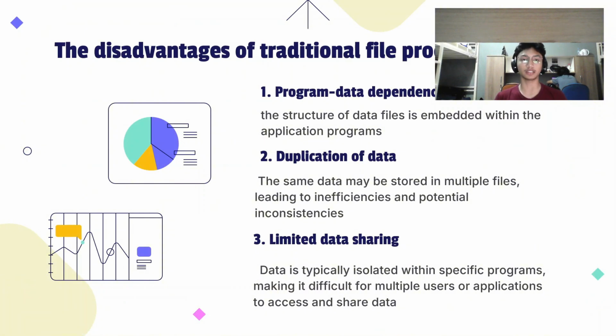Next one is the disadvantages of relational file processing. The first one is program data dependence. The structure of data files is embedded within the application programs. The second one is duplication of data. The same data may be stored in multiple files, leading to inefficiencies and potential inconsistencies. The third one is limited data sharing. Data is typically isolated within specific programs, making it difficult for multiple users or applications to access and share data.